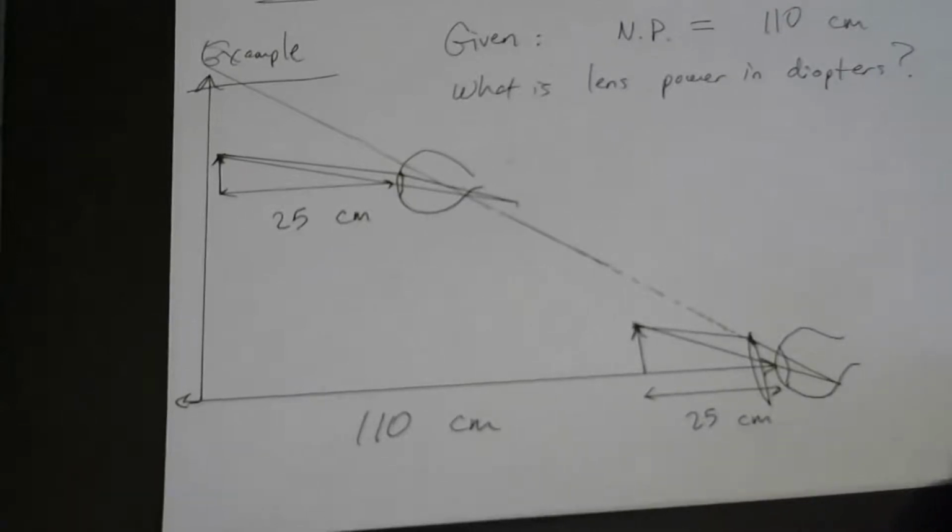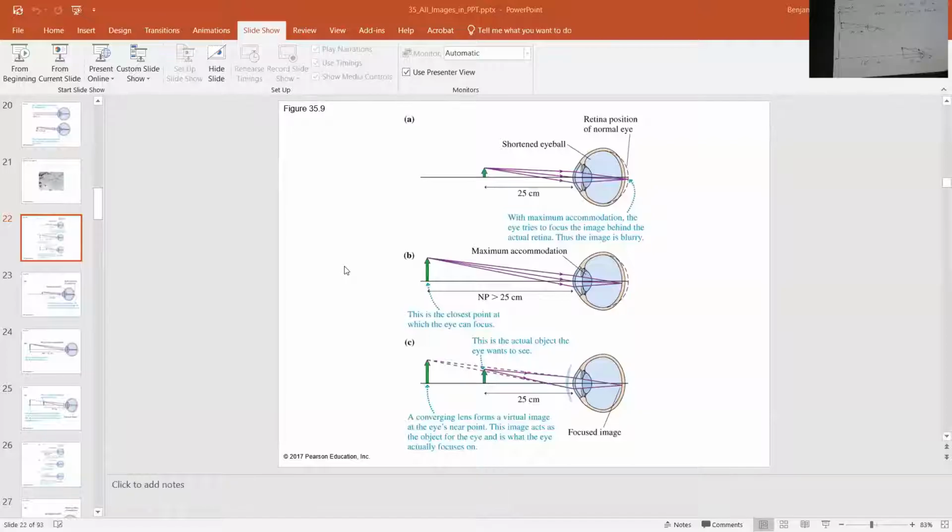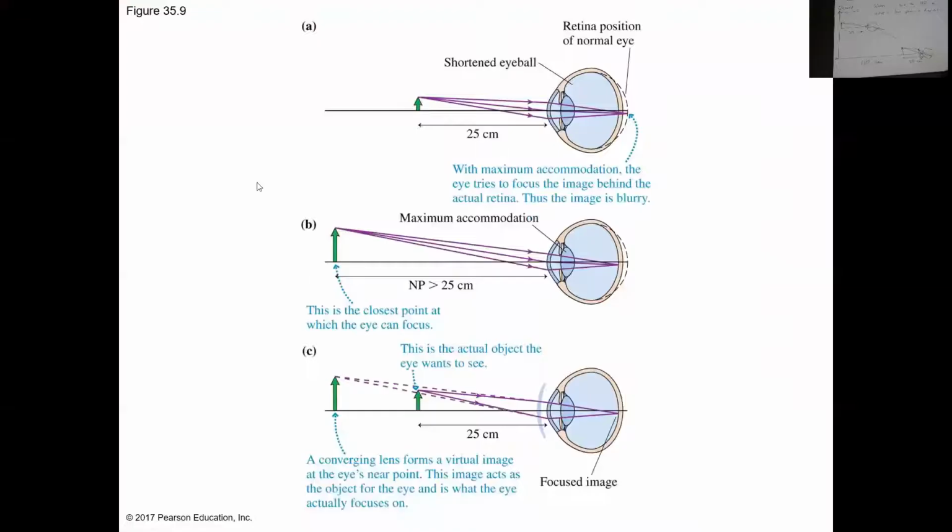If you want to get a better idea here, let's go back to the book's image. Here is the actual object. Let's say it's the penny that you're looking at, and the rays are bent so that they appear to be coming from back here. Here's the virtual image, which for this problem would be out at 110 centimeters, the farsighted person's near point.